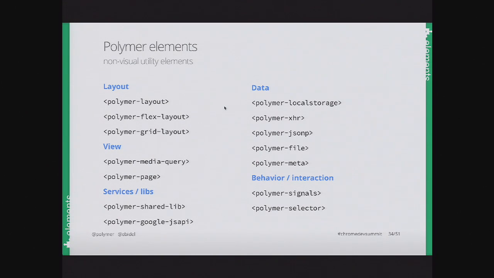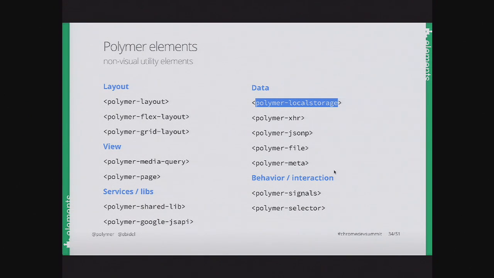Tags for dealing with a single-page application or shared state. Polymer local storage is actually pretty cool. So if you tie this up to another element, you get some change events, you pass some data using data binding to it, and I'll show you an example of that. And you persist data to local storage. You don't have to worry about hooking that up yourself.